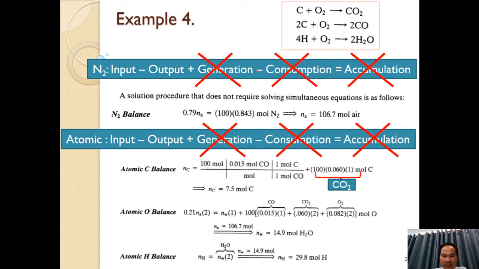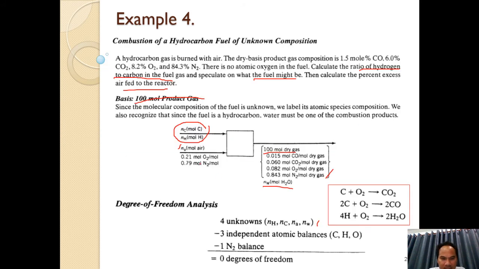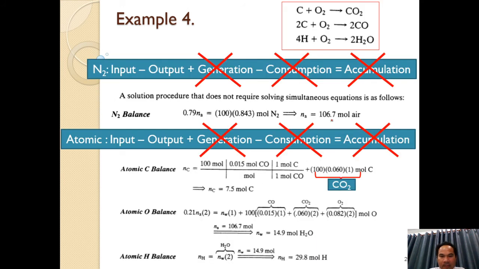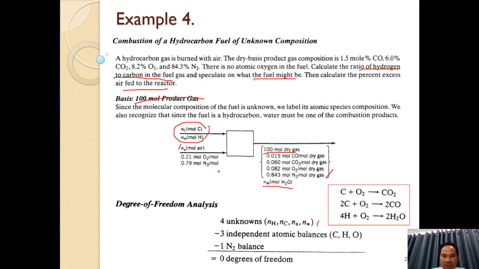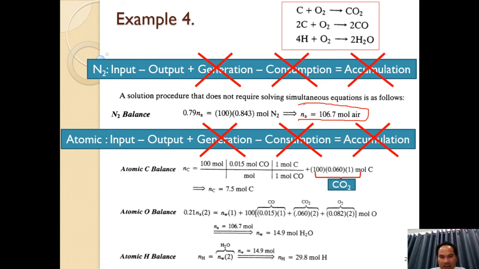Nitrogen is inert. For this case, it is continuous input and output, with no accumulation, so input equals output. Nitrogen input is 0.79 multiplied by NA, equal to 100 multiplied by 0.843. You know the output nitrogen, but you don't know the input, but for the input you know the composition: 0.79 multiplied by NA equals 0.843 multiplied by 100. Then you can solve for NA. This is based on 100 mole dry gas.